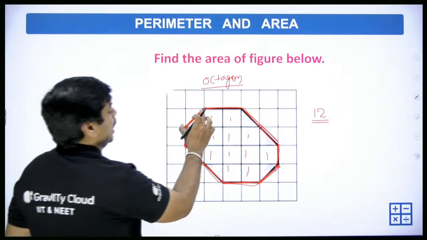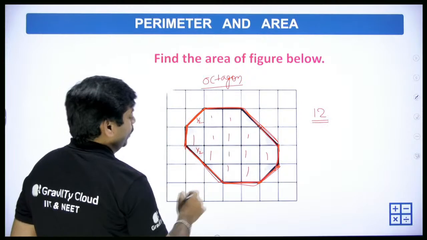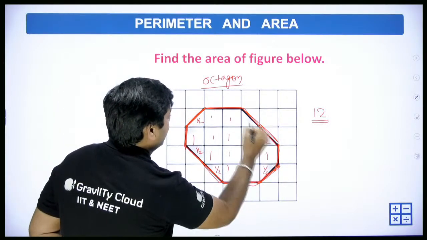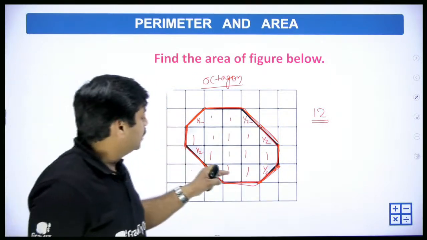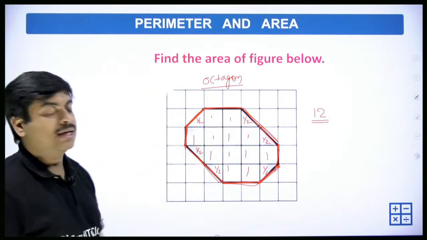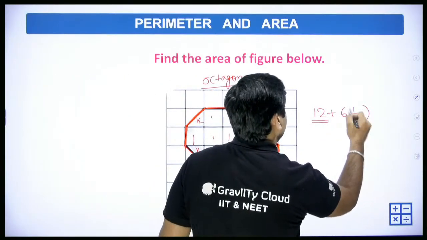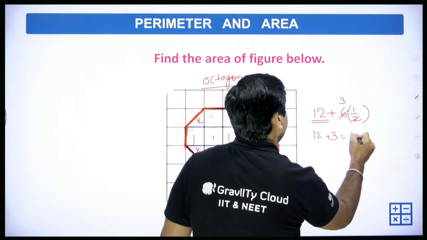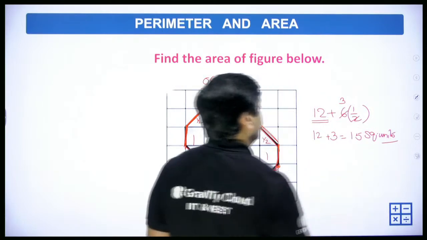But this is exactly half, and this is exactly half. Half, 1 by 2, 1 by 2. This is 1 by 2 again, this 1 by 2 again, this 1 by 2 again, and 1 by 2. So how many 1 by 2s? 1, 2, 3, 4, 5, 6. So that becomes 12 plus 6 times 1 by 2. So 2 ones are 2, 3s. So 12 plus 3 will give you 15 square units.